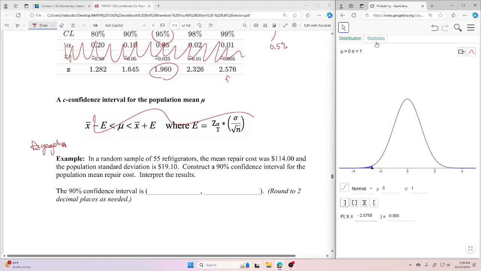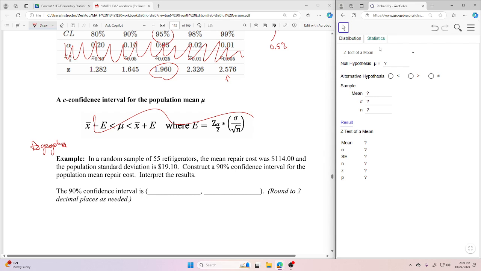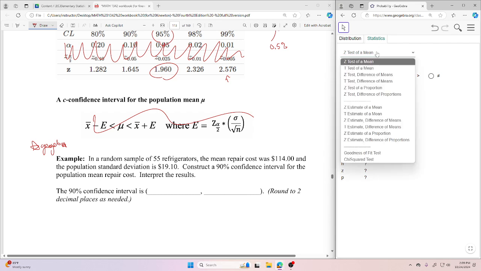Okay, here we go. Up at the top, they have statistics. We are clicking here, and it's giving us a different kind of menu, a different kind of setup. I'm going to be changing it to Z estimate of a mean. And so I'm going to go ahead and give you the preview.